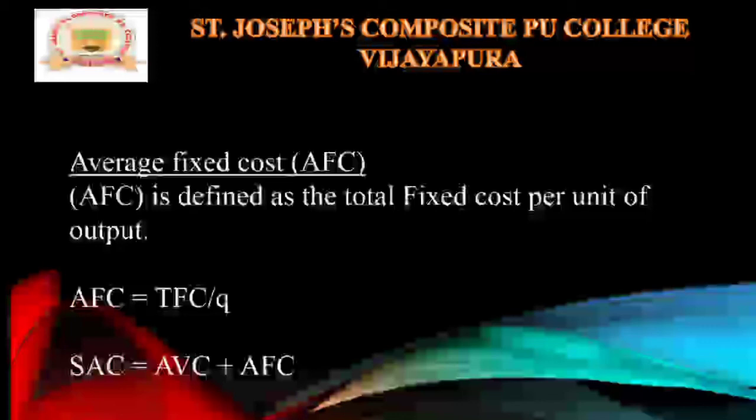What is the formula of this AFC? AFC, average fixed cost, is equal to TFC, total fixed cost, divided by Q. Q means the quantity of output produced. As well, we can say that short run average cost, AC, is equal to AVC plus AFC. So average cost we also find by adding average variable cost and average fixed cost. So this is another short run cost.